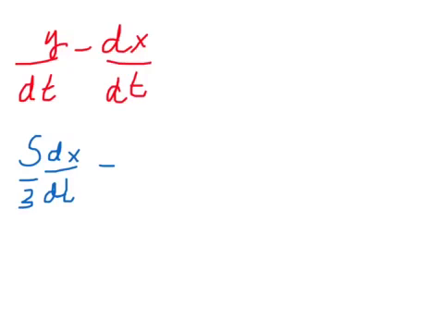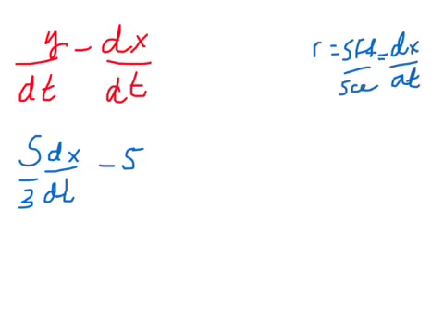Now, what's dx dt? Dx dt is just 5 feet per second. Remember, the original rate they told us was 5 feet per second. That's how much the x is changing with respect to time. So that's why we said it was dx dt.